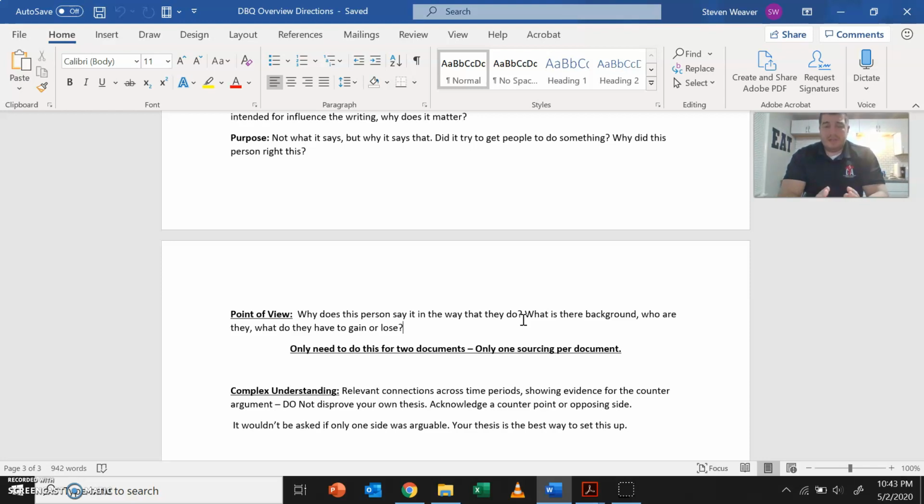So again, you need to do this for 2 documents. You do not need to do historical situation, audience, purpose, point of view for both documents, only one of them. So you need to make sure it can be any combination. If you want to use purpose twice, do it. If you want to do one point of view and one audience, great. Whatever one you feel will best help you with that document, explain why it's relevant and connected to the argument is the one you want to do.